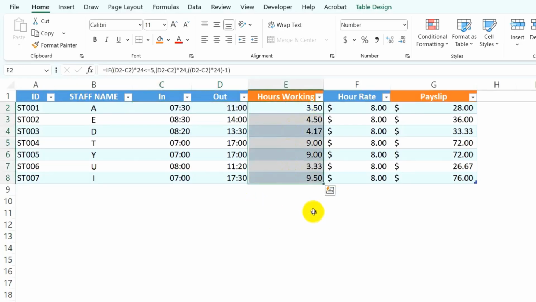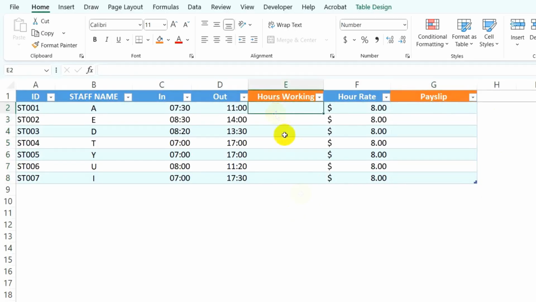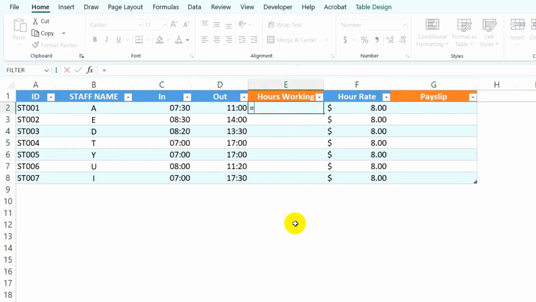Now I remove the result in the cells. First, click on the cell and press equals. Next, type IF function and parentheses 2 times. After, click on time out and minus time in. Close parentheses and multiply 24. Press less than and equal sign and type number 5.